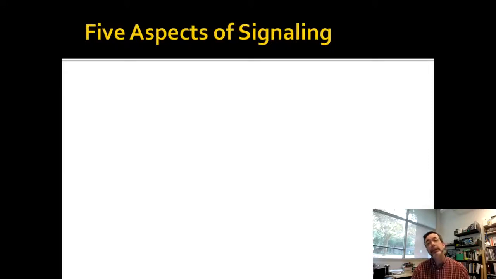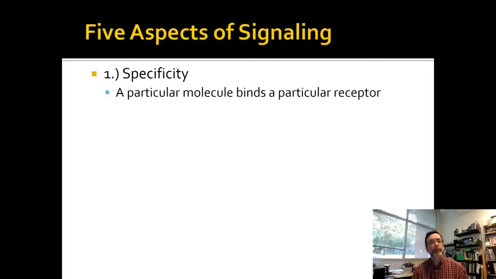But the main thing that we need to talk about here is how does signaling work? And there's 5 main principles in this first part that you want to be aware of. The first one is specificity. It means a particular molecule will bind a particular receptor. In the case of the slime mold, cAMP would work. If cGMP didn't work, we would say that it was specific for cAMP.